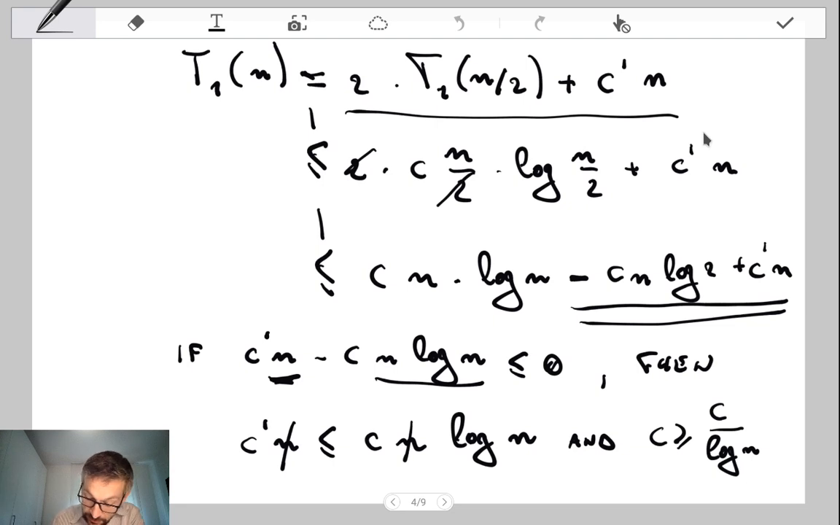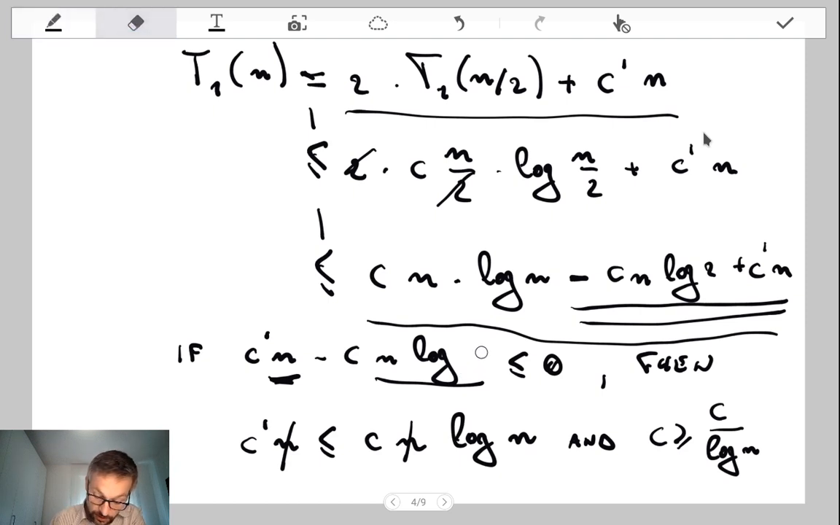At some point I ended up dealing with this equation, and I impose the condition that this part of the equation, the double underlined part, is smaller than 0, just to apply the substitution method. By copying it, I replaced a log 2 base 2 with a log n base 2, which of course is wrong. So let me change it.